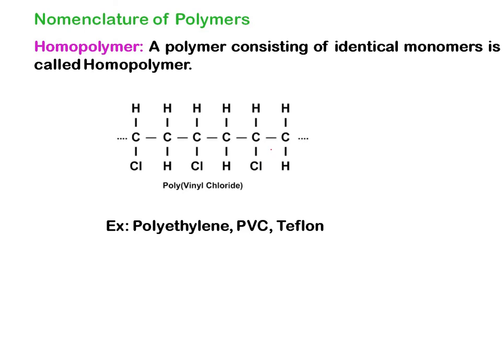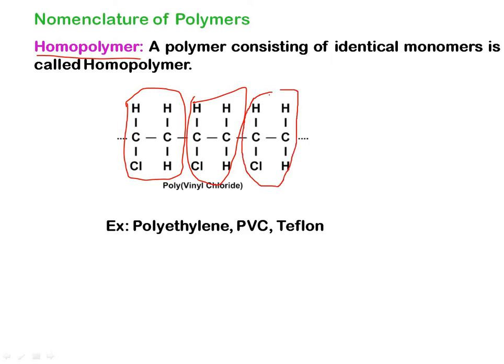Next, nomenclature. First we discuss homopolymer. A homopolymer consists of identical monomer units. One example is polyvinyl chloride. See, this is one vinyl chloride unit, and this is another vinyl chloride unit, and this is another vinyl chloride unit. In this way, all the monomers are identical in nature. Such a polymer is called a homopolymer. Examples include polyethylene, polyvinyl chloride, Teflon, etc.